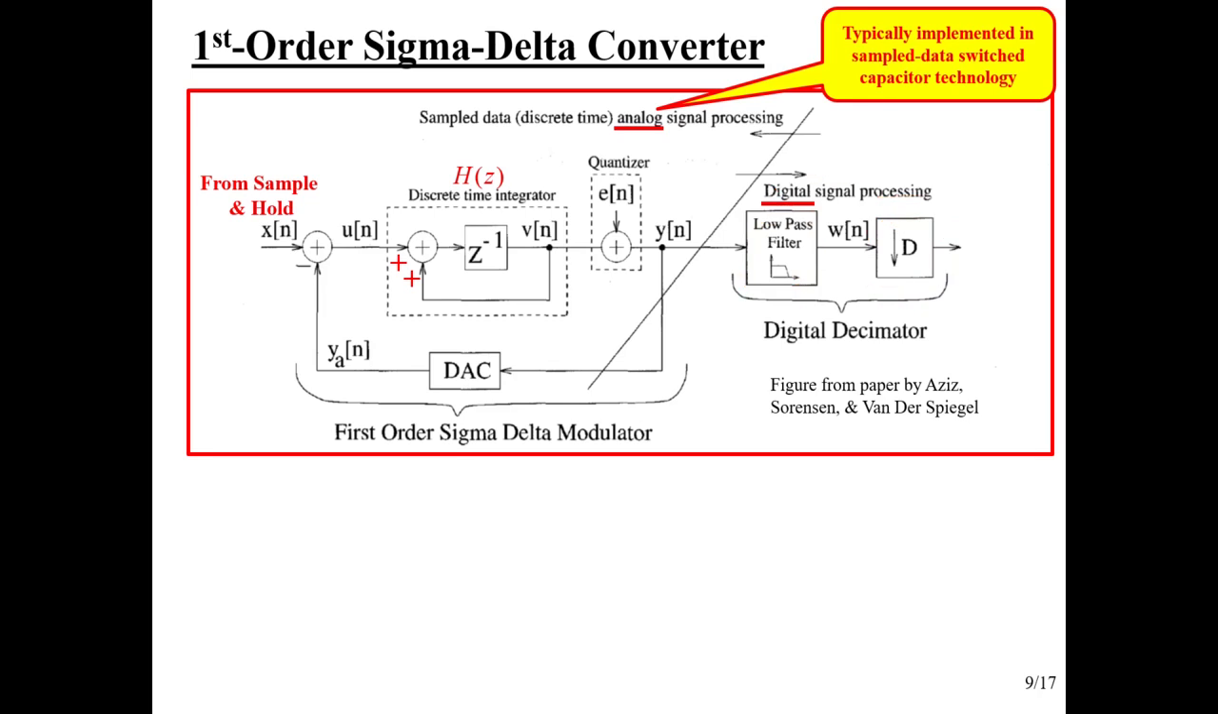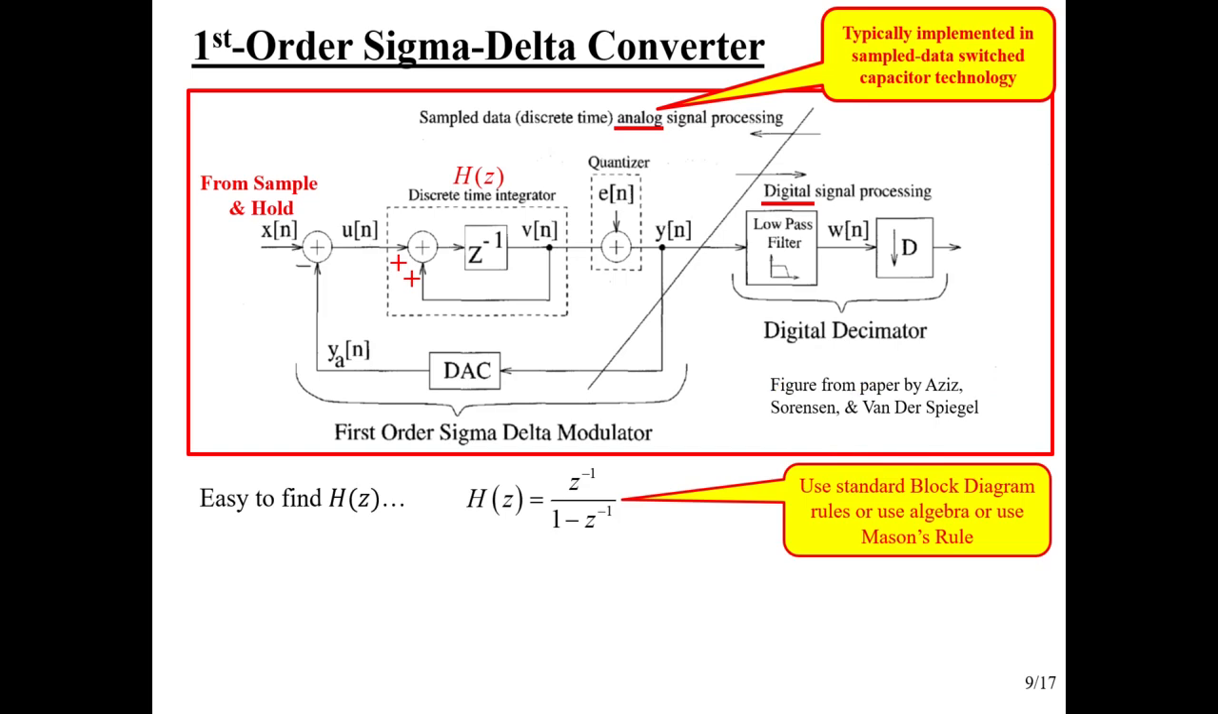Now, I do want to comment, how do we do this analog discrete time signal processing? It's something called sampled data switched capacitor technology. So if you want to know how that works, you can Google that and find out some information about it. There's probably a pointer in that paper to something about that, but maybe not.